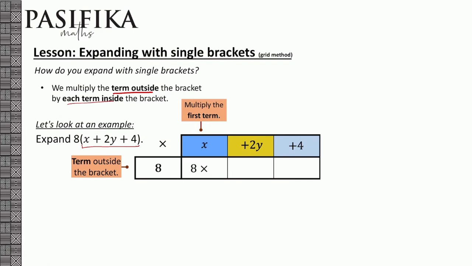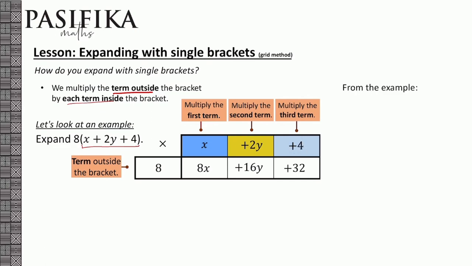So 8 times x is 8x. We now multiply the term outside the bracket by the second term. So 8 times 2y is equal to 16y. And now we're going to multiply the term outside the bracket by our third term. So 8 times positive 4 is positive 32. So from this example, 8(x + 2y + 4) expands to 8x + 16y + 32.